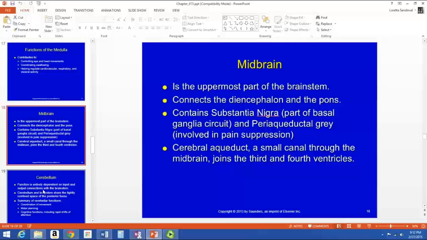The midbrain contains the substantia nigra, which is part of the basal ganglia circuit. That's another place where a lot of dopamine is made. Those are some of the cells that start to die off in Parkinson's. And it includes the periaqueductal gray area, the PAG, that's involved in pain suppression. So a lot of the pain suppression things we talked about in chapter 7 are happening in the brainstem. That's a really important area for pain control. There's also what's called the cerebral aqueduct, which is a small canal through the midbrain, and it joins the third and fourth ventricles of the cerebrospinal fluid system, and we'll talk about that a little bit more in chapter 19. But the midbrain is sort of a little conduit for that.